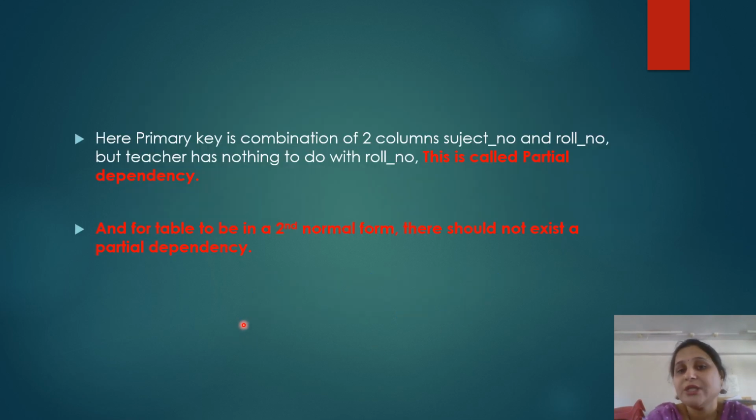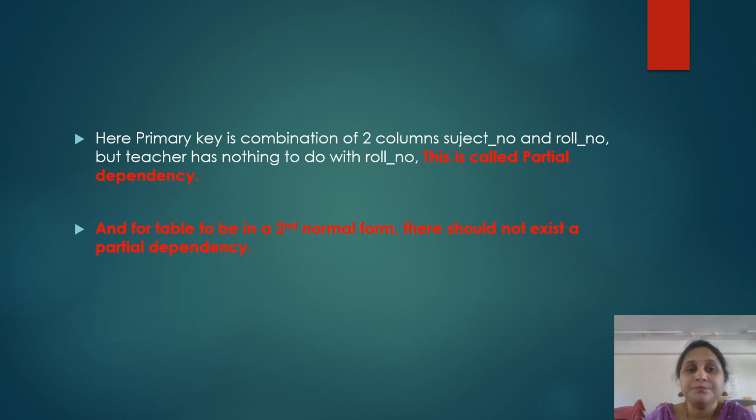Here the primary key is a combination of two columns, subject number and roll number, but the teacher has nothing to do with the roll number. This is a partial dependency of the teacher's name on the column subject number. And for a table to be in second normal form, there should not exist any partial dependency. So here there is a violation of rule 2 of second normal form.